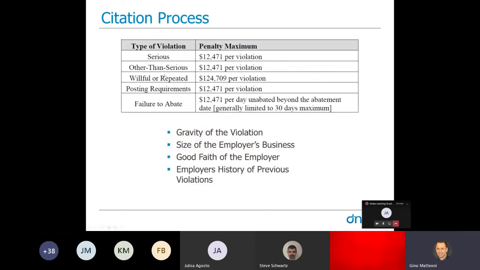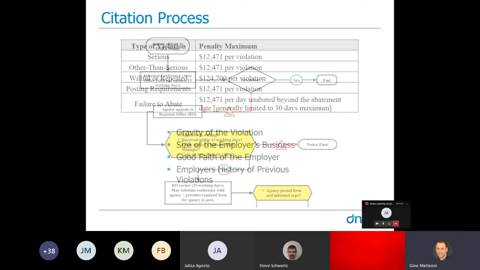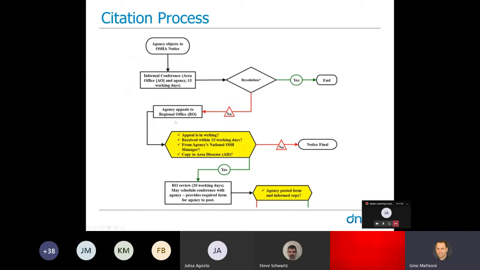You may have an other than serious citation that, let's say, was $6,000. We may be able to reduce that down to a de minimis category, which could be zero. Or we have a serious citation that may be $8,000, and we'll be able to negotiate that down to other than serious. It happens all the time, and at a minimum, that is the step we would get to. It would be pretty rare that we would go to that second step, a formal conference, or even take it further, all the way to court. But that is very rare.